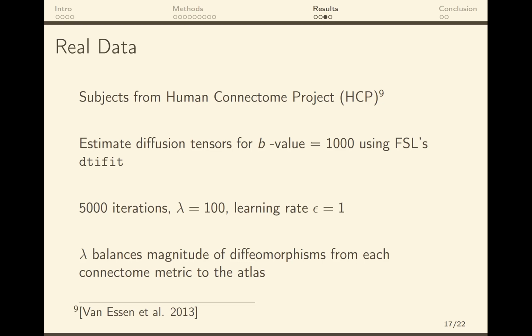We have found that lambda here helps balance the magnitude of diffeomorphisms from each connectome metric to the atlas so that we don't get an imbalance where one connectome is being deformed a lot and another connectome is only being deformed a little bit. This way, all of the connectomes are being deformed a roughly equivalent amount.